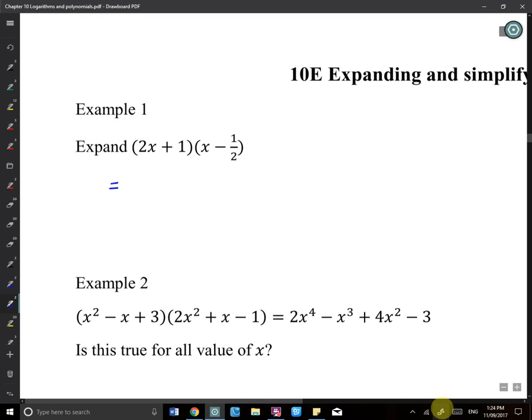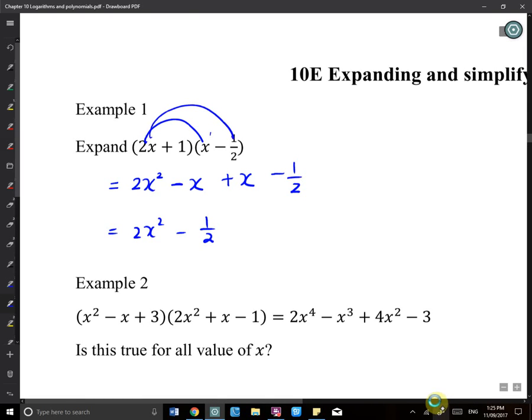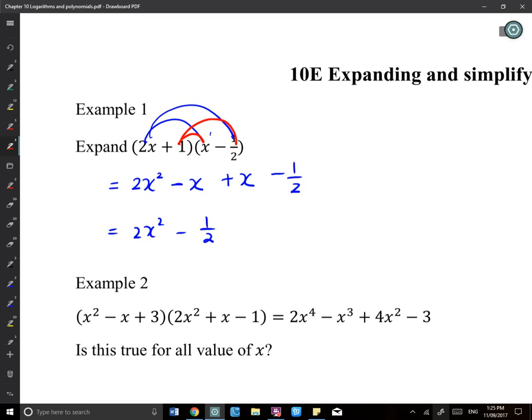For this one, I can use 2x go to time with that x. So I have 2x squared. And 2x go to times the minus half, I will have minus x. The 1 go to times x, I will have plus x. The 1 times negative half, I have that. So what I will have is 2x squared minus half. That's how we expand things. I'll just go first term times those two, second term go to times those two. Same as number expanding.